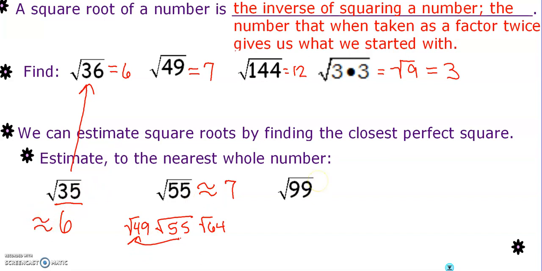The square root of 99. What two perfect squares are closest to it? I gave it away. 81 and 100. Well, 100 is certainly the closest. So the approximate square root of 99 is 10.